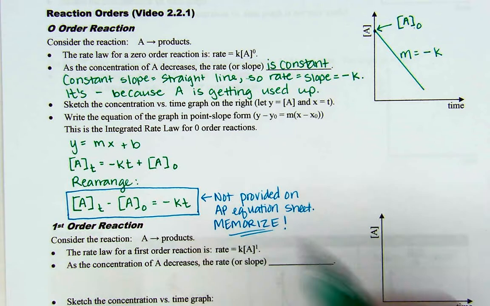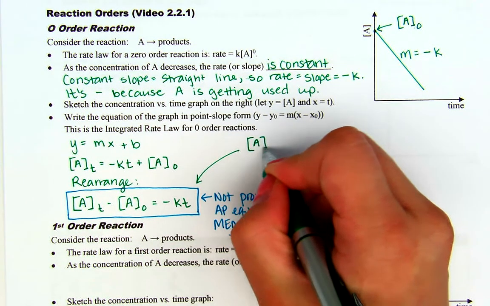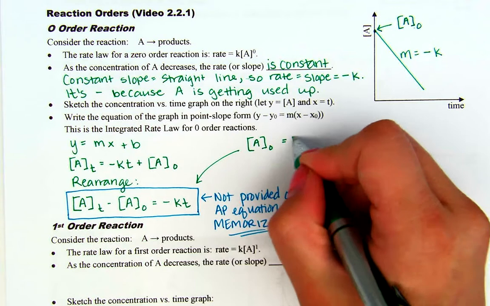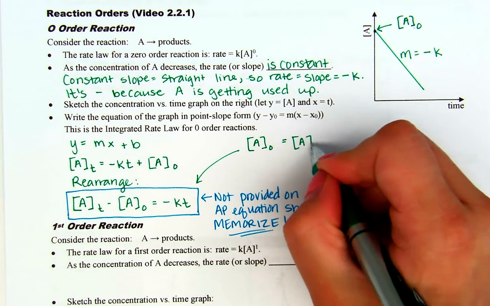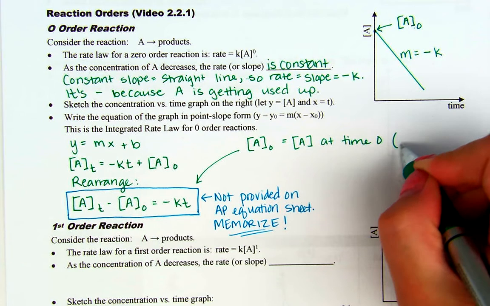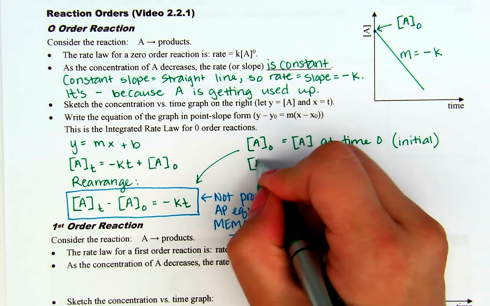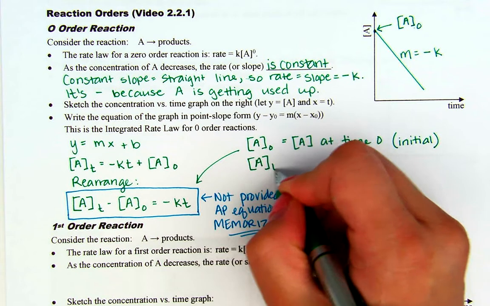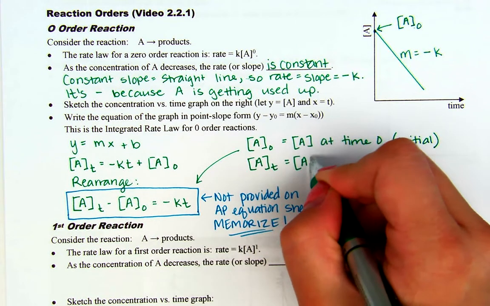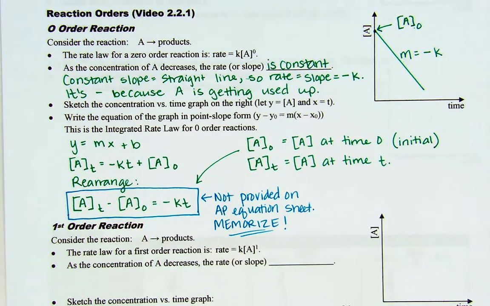So let's go ahead and define our variables here, just in case we're not sure. The concentration of A at time 0, or A sub 0, means the initial concentration. The concentration of A sub t equals the concentration of A at whatever time you're interested in, t, anything other than 0 at that point. Okay, so that's a zero order reaction.